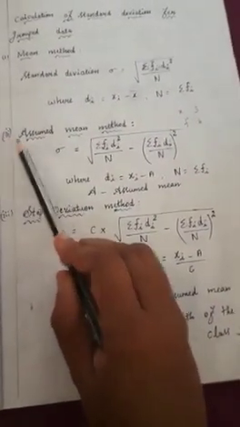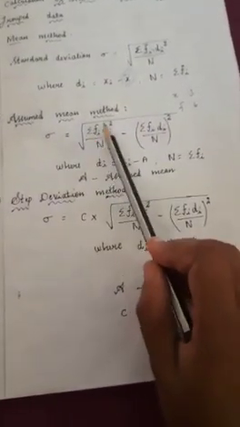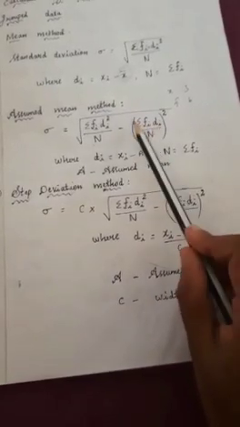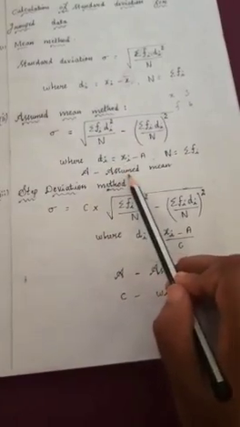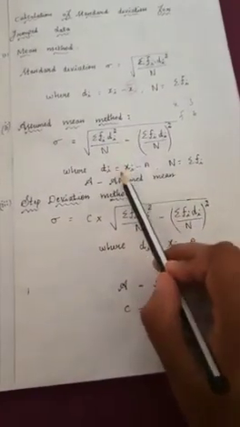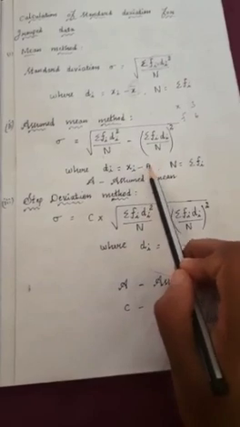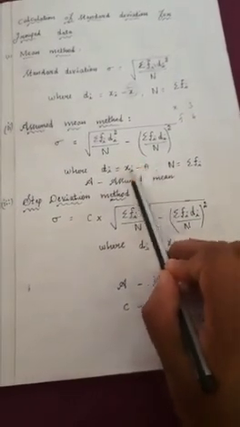The next method is the assumed mean method. This is the formula: sigma is equal to the square root of summation fi di square divided by n, minus summation fi di divided by n, the whole square. So this is the assumed mean method. In the mean method the di value is xi minus x bar. Here, how will you find the assumed value? You know the a value, the assumed value. So di here is xi minus a. Near the mean we will assume one value, that is the a value. Each value is subtracted by the assumed value, that is the di value.